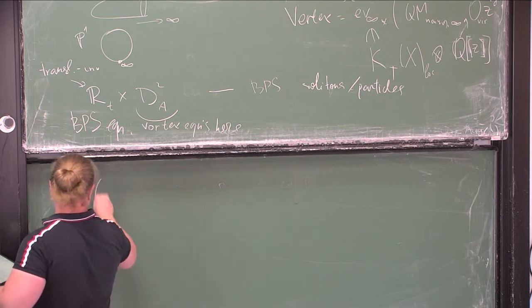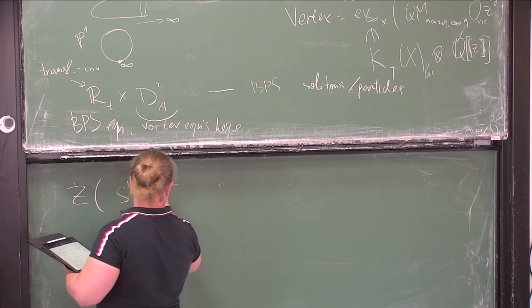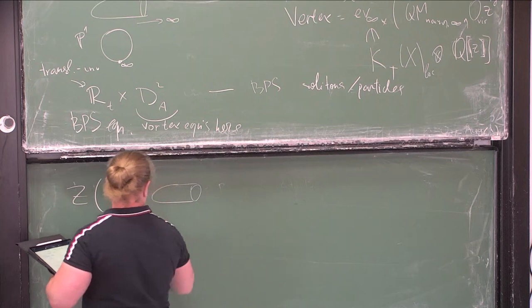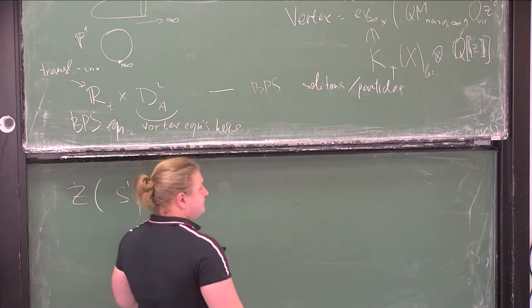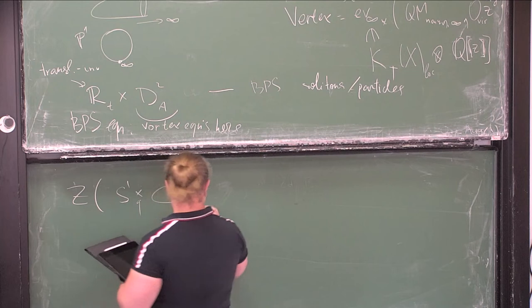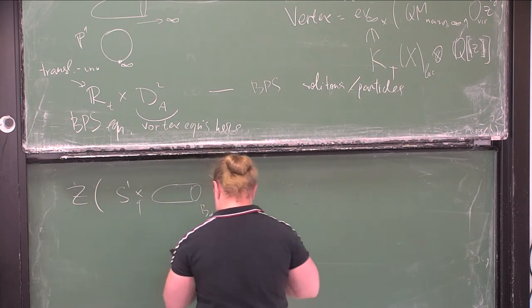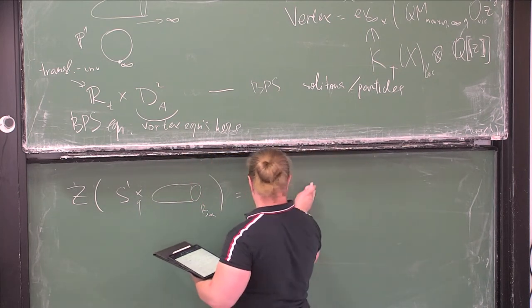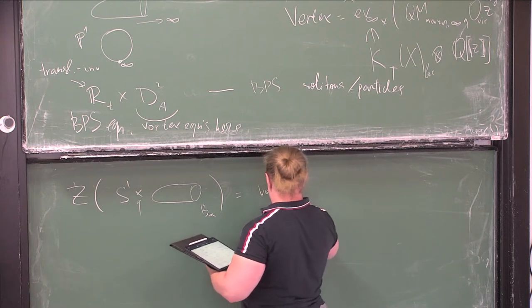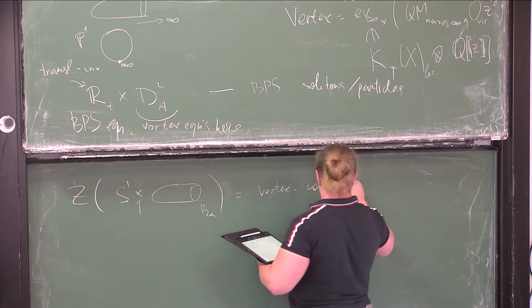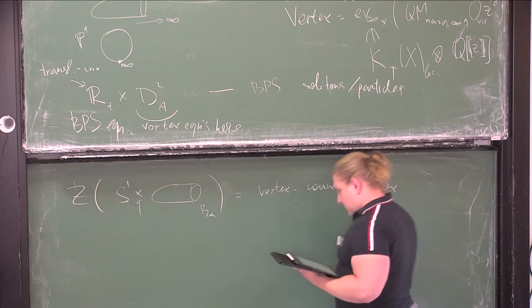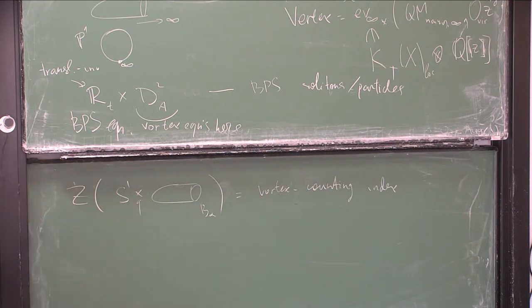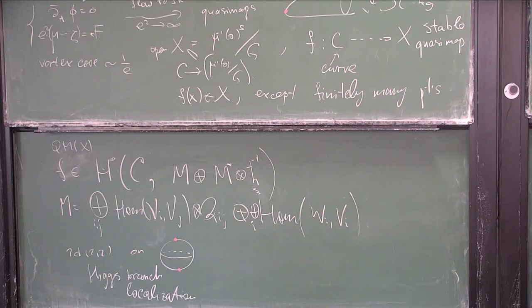So really it's the partition function on this S1 cross a disk with the choice of boundary conditions. It's the index, so the vortex counting index. Again, it appears in various applications, and in particular when one does localization computation using the Higgs branch localization scheme.